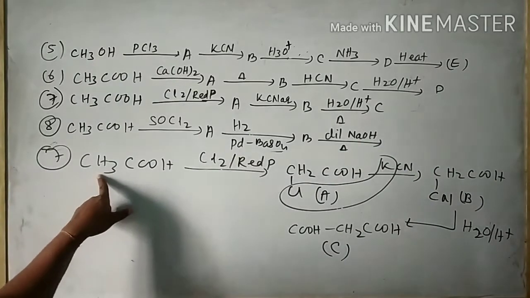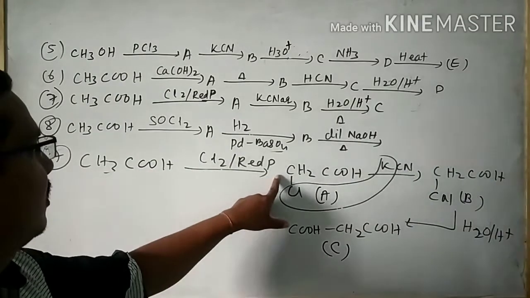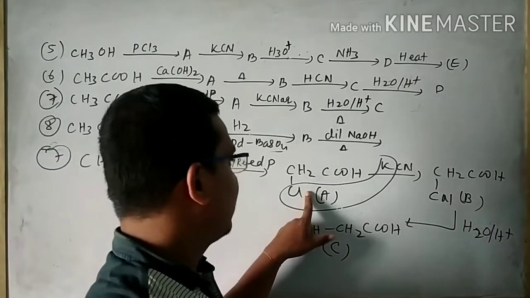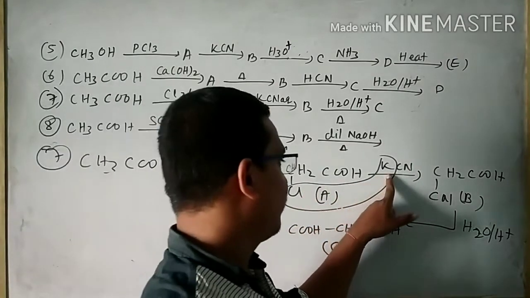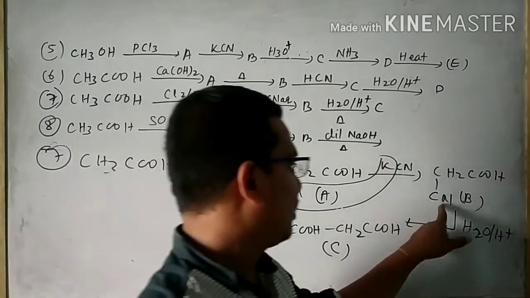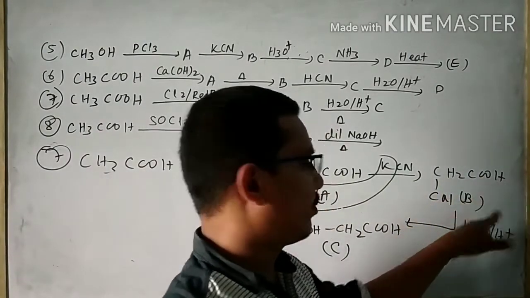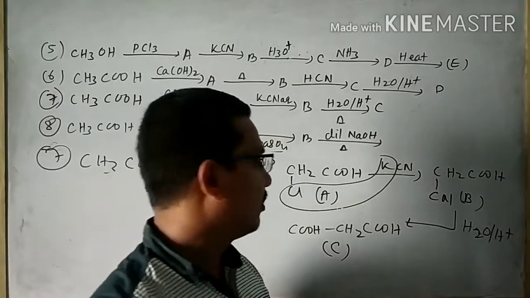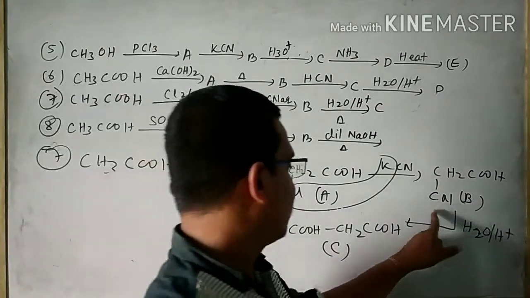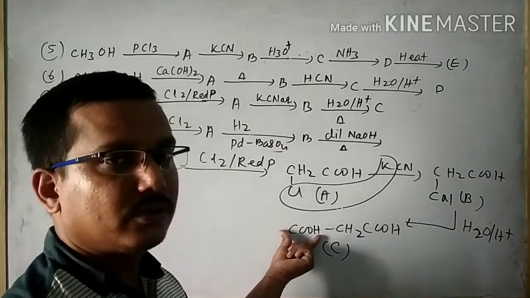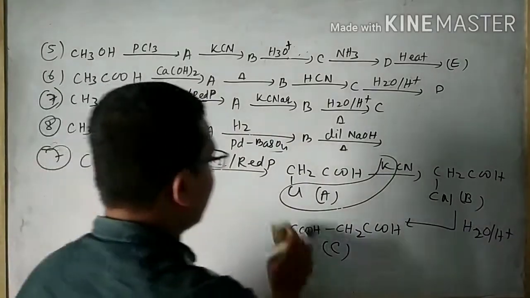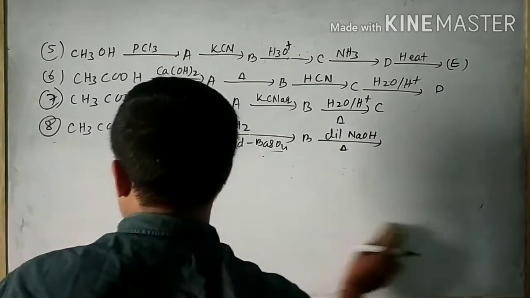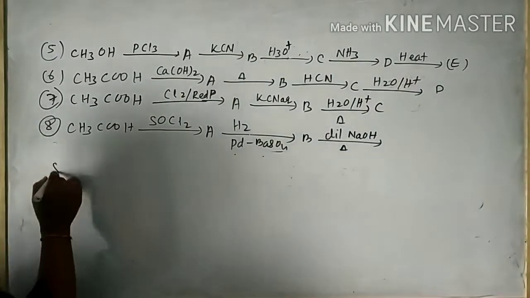Acetic acid reacts with Cl2, red phosphorus. Then monochloroacetic acid is formed. Then it will react with KCN. Then CN bond CH2 COOH product will be formed. That is said to be B. When B is subjected to acid hydrolysis, then CN will be converted into COOH. Now I will discuss the next question.